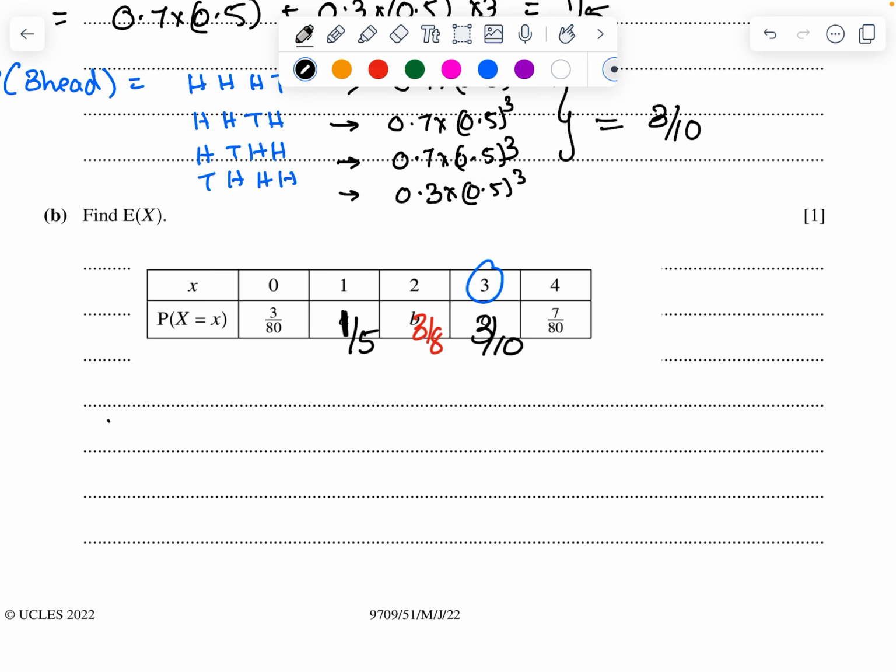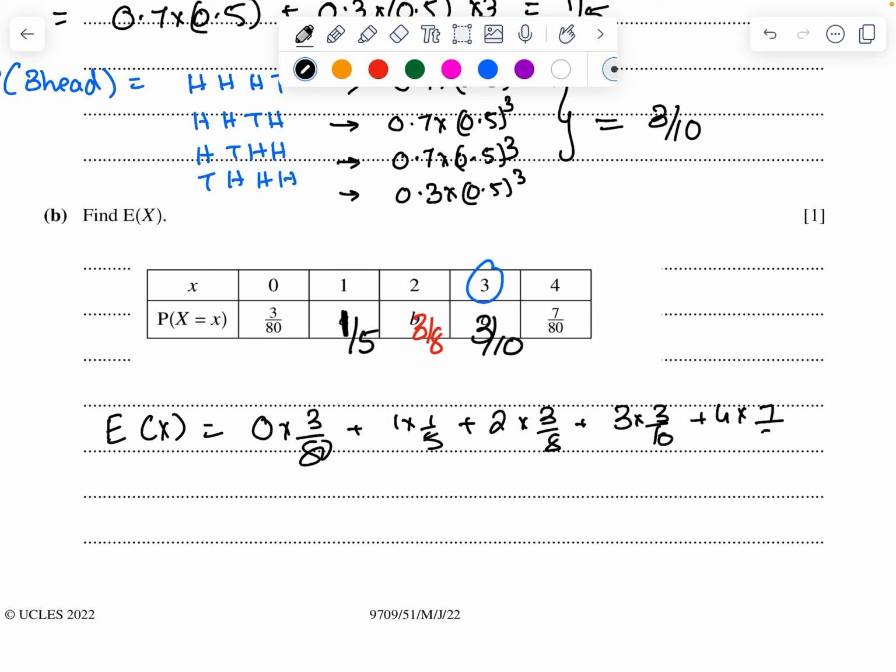So expected value of x will be 0 times 3 upon 80 plus 1 times 1 upon 5 plus 2 times 3 upon 8 plus 3 times 3 upon 10 plus 4 times 7 upon 80. So simplify that, which is 176 upon 80 or 2.2.